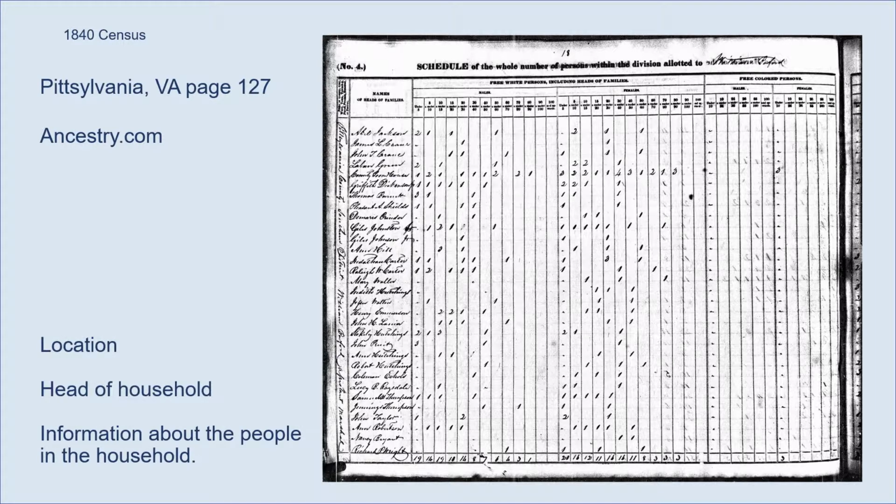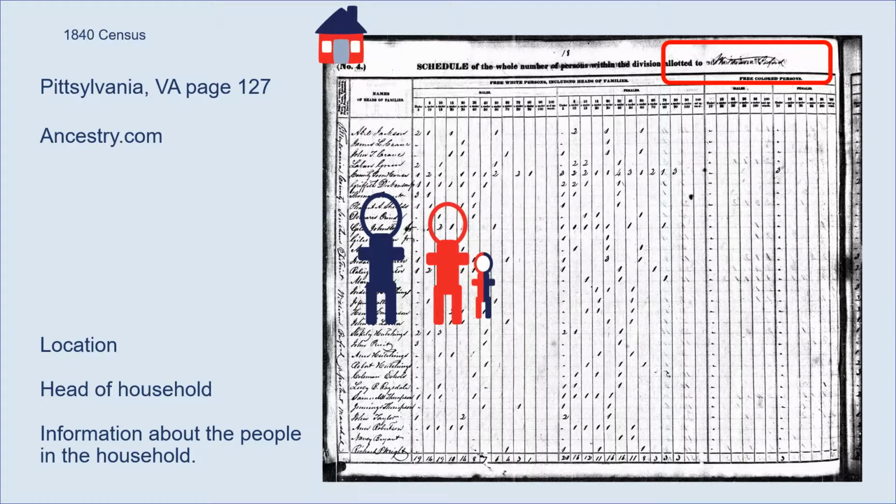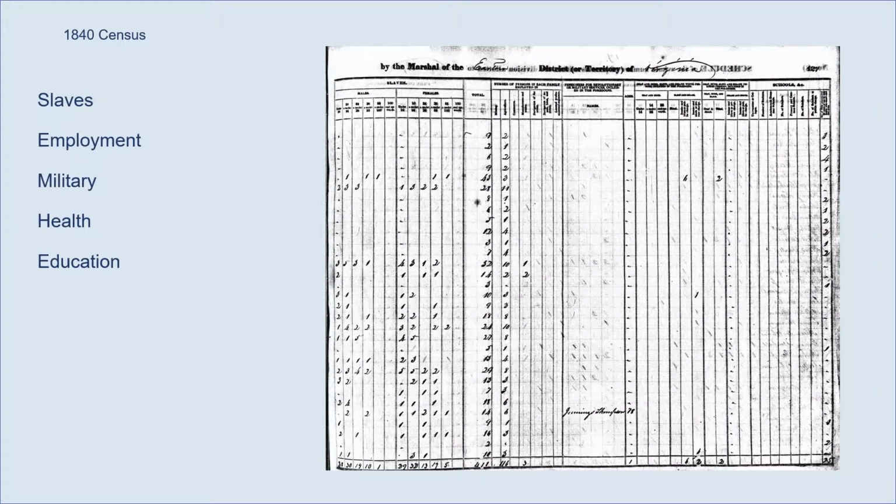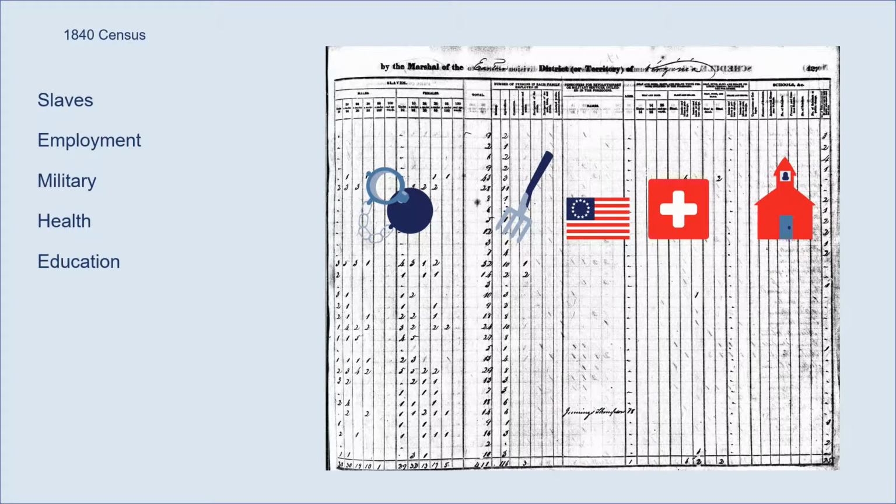The 1840 census had 2 pages. The first part gives the location and the name of the marshal taking the census. It also gives the names of head of household with information about the people in the household. This is an image of the second page that asks questions about slaves, employment, military, health, and education. The 1840 census is a little more complicated to use, but still provides many clues to our ancestors. Using the 1840 census with other census records, wills, and land records, we can verify information on our ancestors.